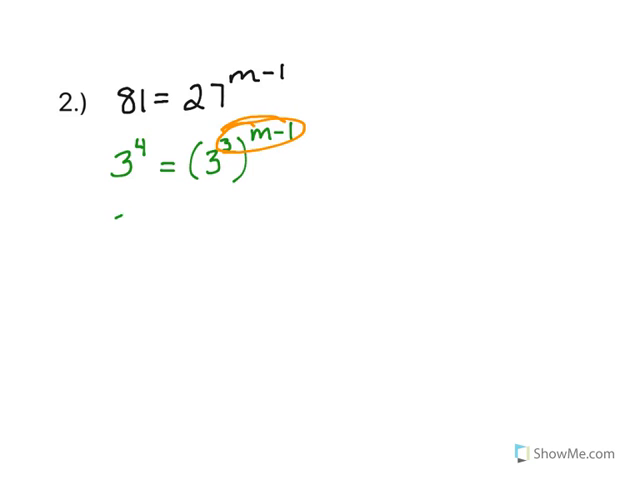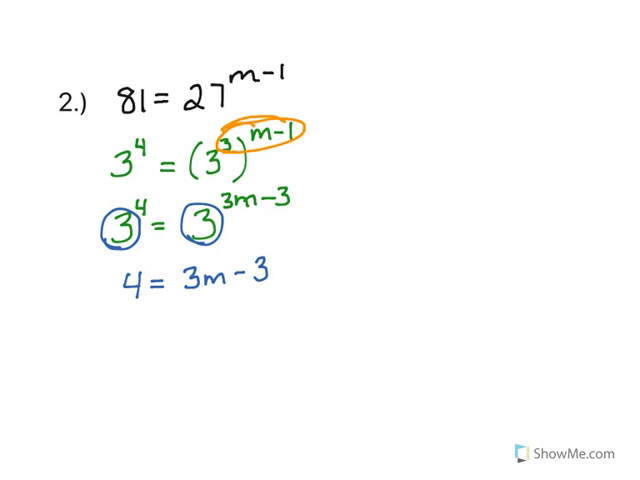So now we're going to have 3 to the 4th power is equal to 3 to the 3m minus 3. I'm multiplying the exponent 3 by the m minus 1. Now I have the same base right here, they're both base 3. The exponents must be equal to one another in order for this statement to be true, applying that property of equality. And now I have a basic linear equation to solve. Add the 3 to both sides to get 7 equals 3m. Divide out the 3 and you get m equals 7/3. So the solution to this equation is m equals 7/3.